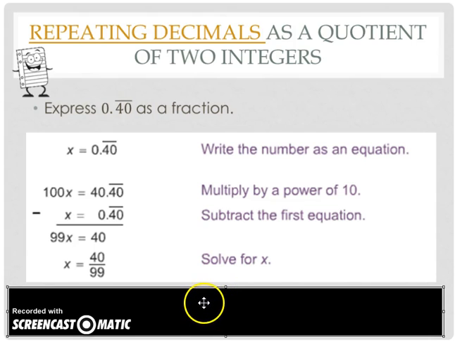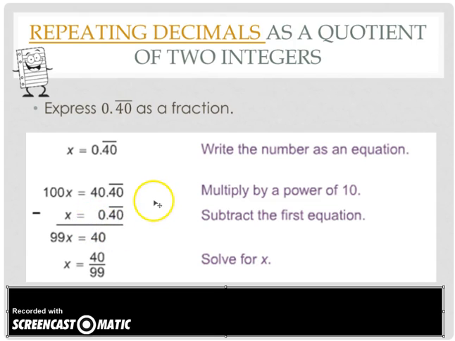So the fraction equivalent then is 40/99ths. And you might see a pattern if you recognize this and you don't go through the entire equation. If there's 2 digits repeating, then you'd have 99x equaling 40. So the repeating digits are the numerator. You can set it up as the fraction 40/99ths.